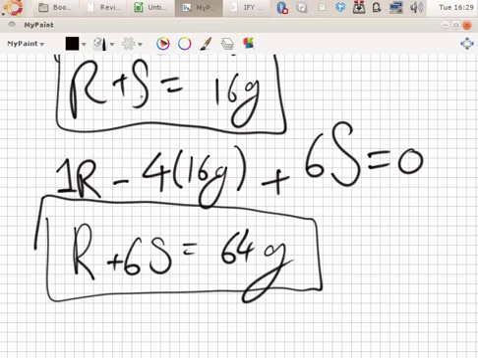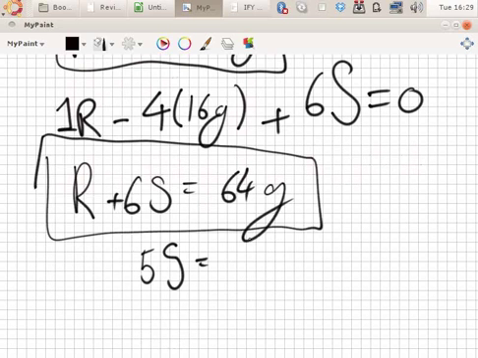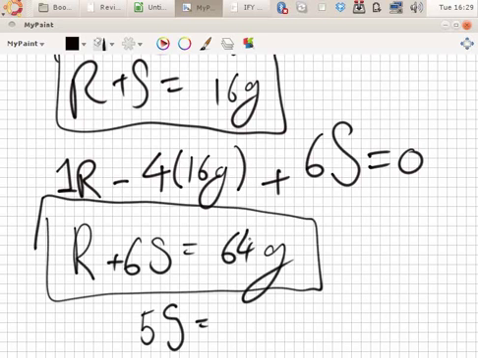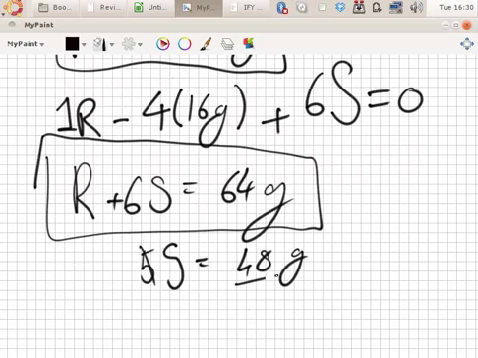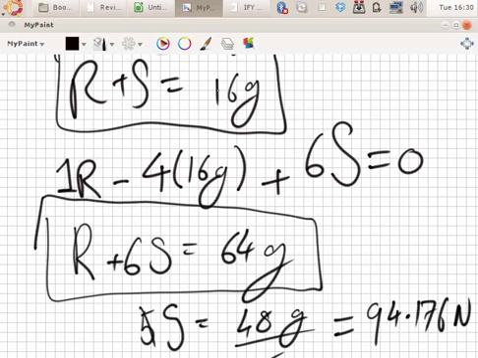So we subtract them and get 5s equals 64g minus 16g. What's that? 48g? Yep. So please do 48 times 9.81 divided by 5. 94.176 newtons. And then if we do 16 times 9.81 minus that answer, that will give us the R.